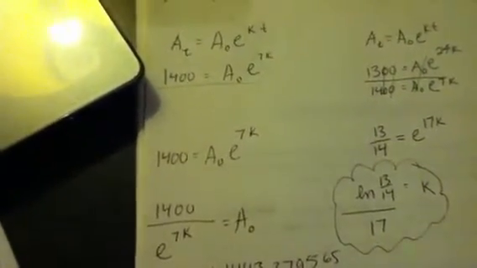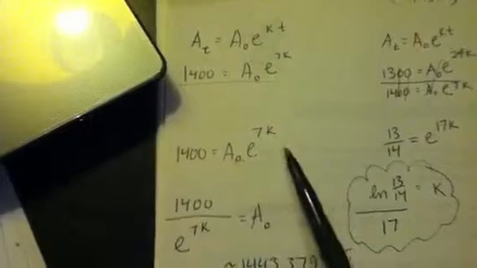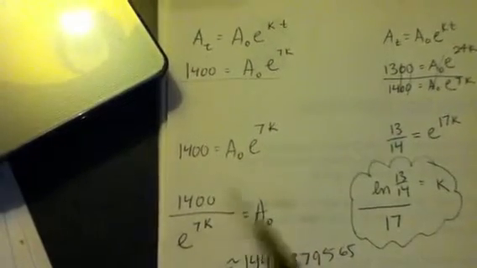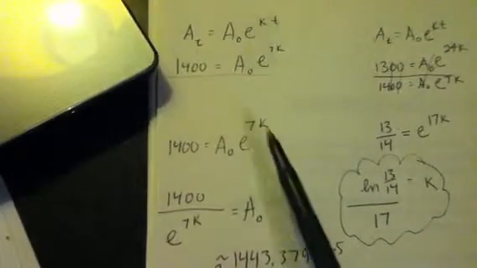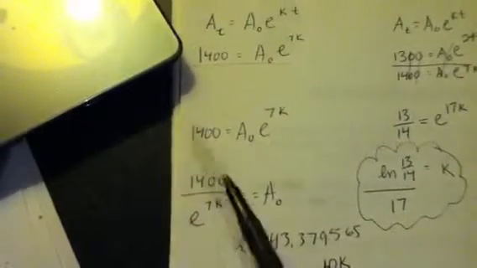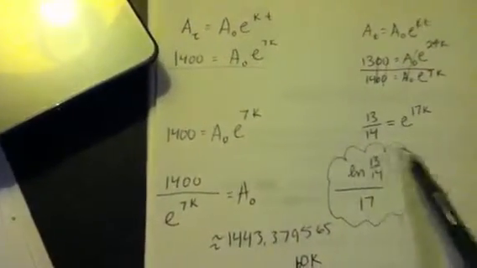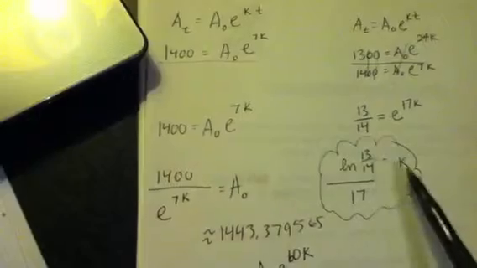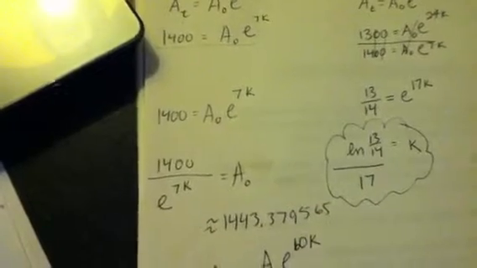So then what did I do? Then I went over and said I'd like to find a sub 0. So I plug in everything that I know. I can solve this because I know what k is. That's just k right there. Okay, so I solved for a sub 0 by dividing both sides by e to the 7k, and I just stuck that right in my calculator. 1,400 divided by e to the 7 times ln 13 over 14 divided by 17. I'm able to type that into my calculator by using the parentheses.